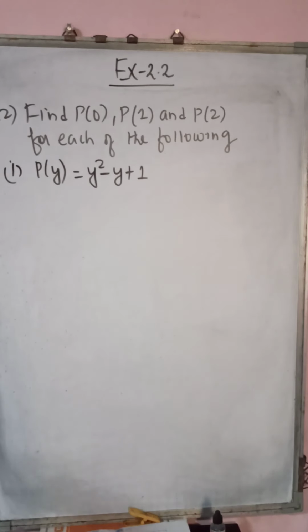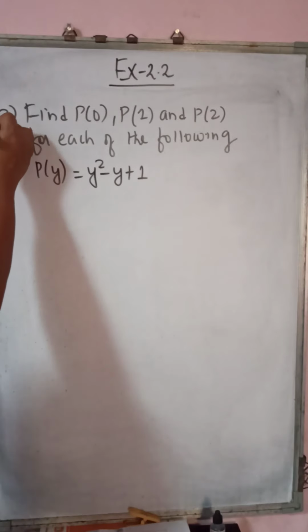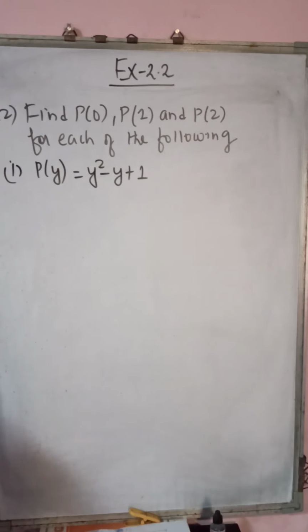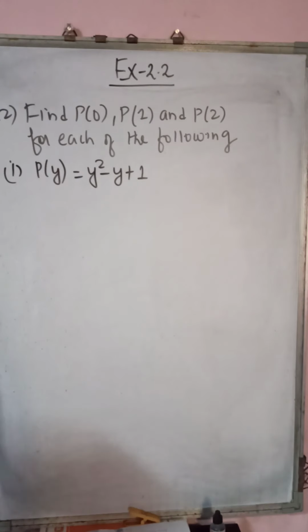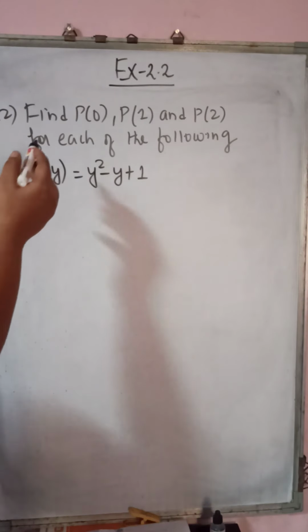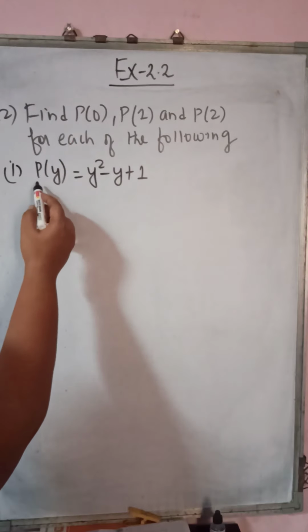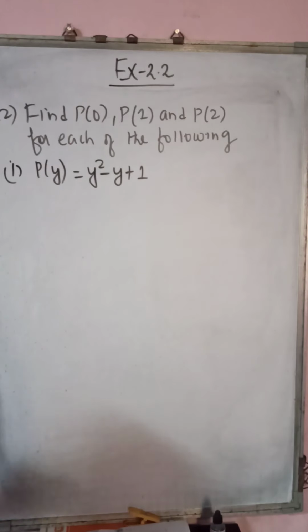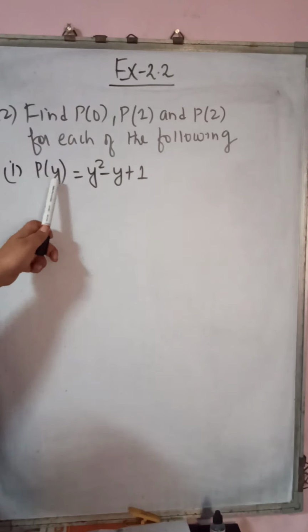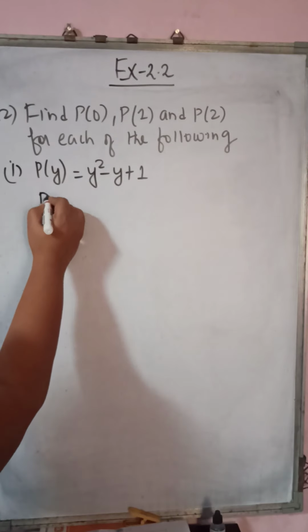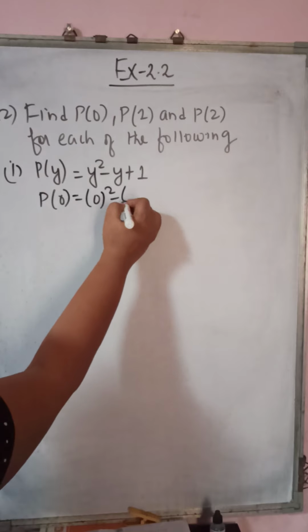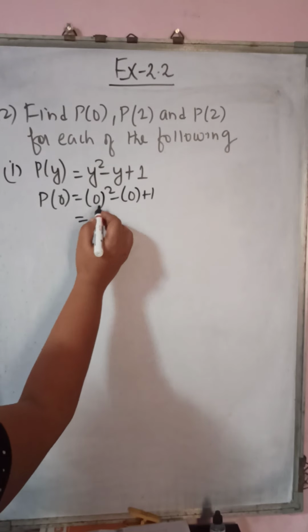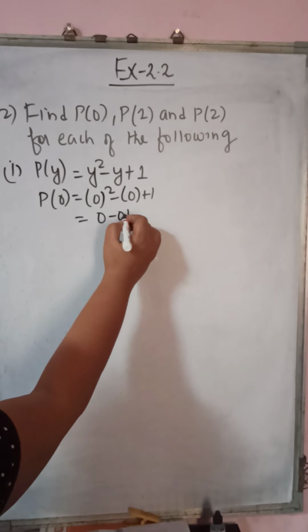This is question number 2, exercise 2.2. Find P0, P1 and P2 for each of the following. So same as question number 1. Here this polynomial is given in terms of y. That's why it is written as P of y. So first we will put 0. Wherever y is there you will put 0 and then find the value. So 0 square means 0 minus 0 plus 1.